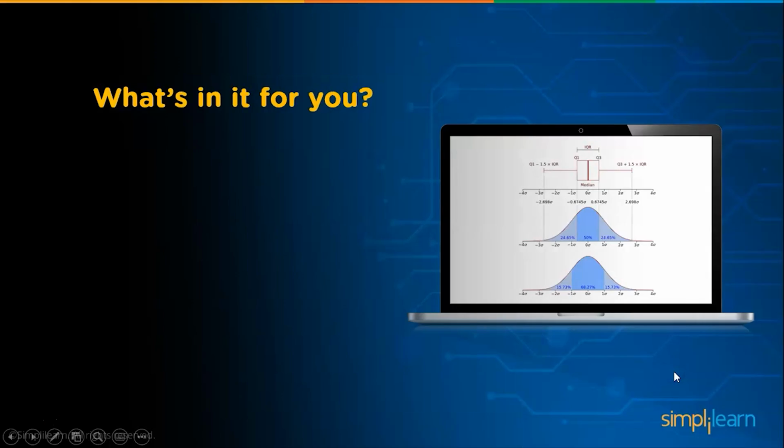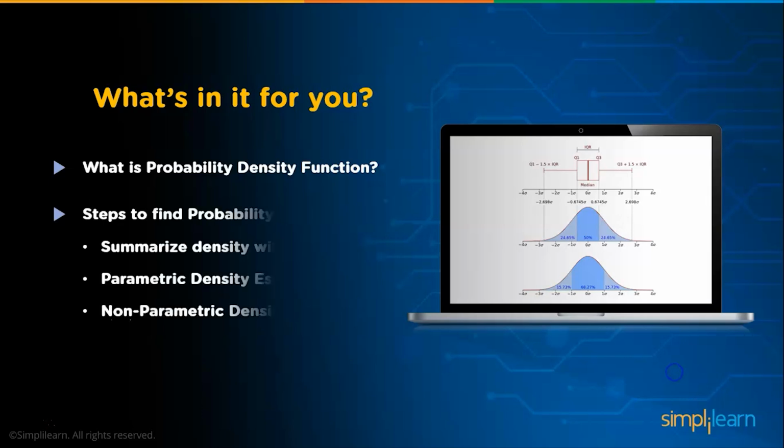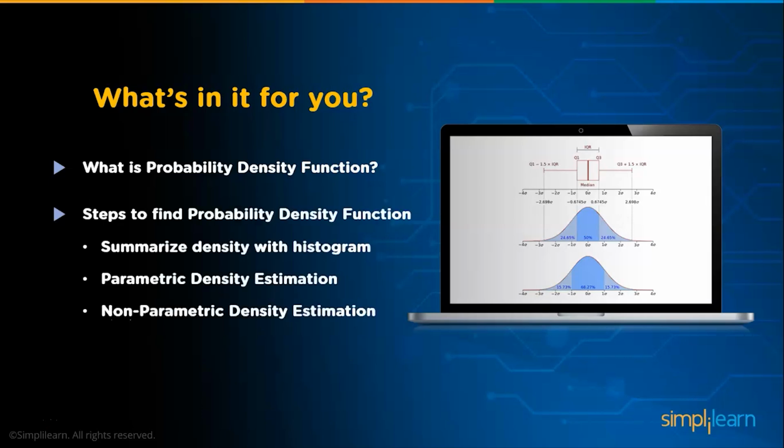So what can you expect from this video? What's in it for you? First, we will go over the basic definition of the probability density function, followed by the steps to find the probability density function. There are three main steps, which are summarizing the density using histograms, parametric density estimation, and non-parametric density estimation. And finally, we will see how to implement all three of these steps in Python.